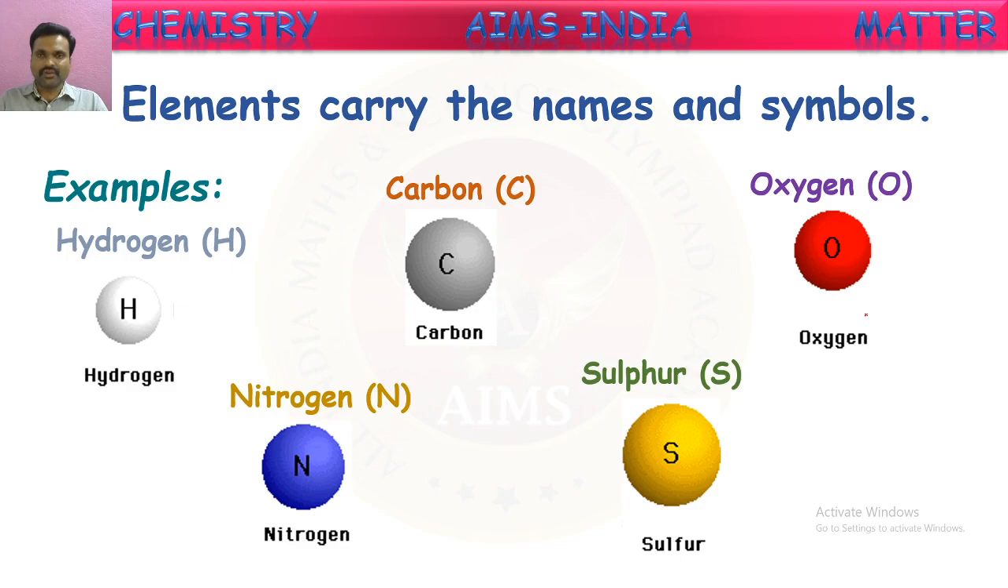Out of these 118 elements, 92 elements are naturally discovered from nature. The remaining elements are synthesized in the laboratory from the known elements. All these elements have their own name along with their own symbol. For every element, there is a unique symbol. No two elements have the same name or the same symbol. They are unique.